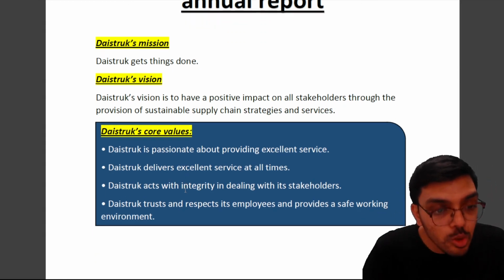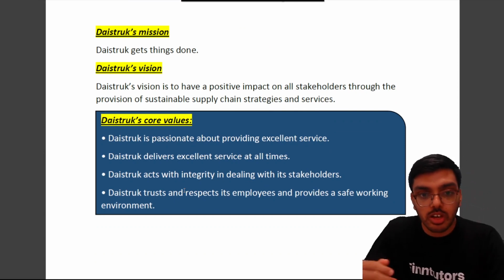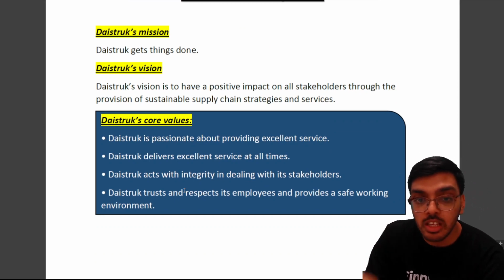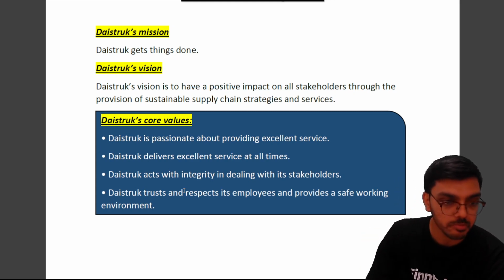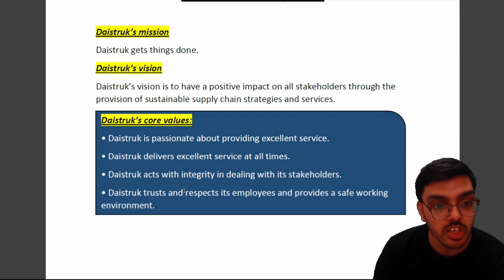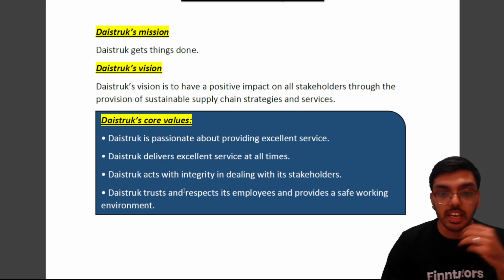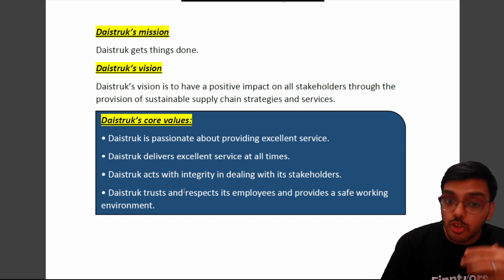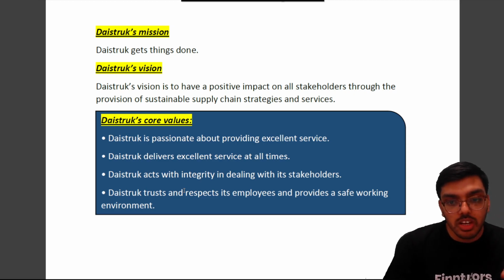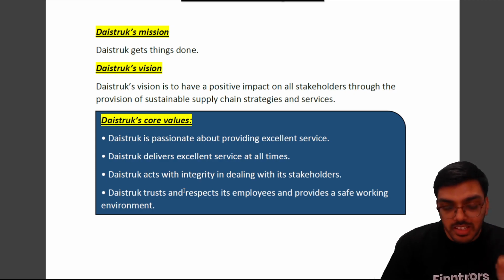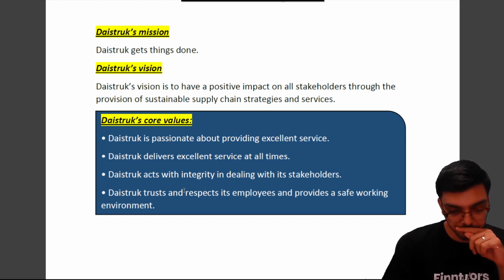Then what are the values of Daistruk? Daistruk is passionate about providing excellent service. So our culture is about good quality service. Daistruk delivers excellent service at all times. It acts with integrity in dealing with its stakeholders. So always honest in dealing with my stakeholders. And we trust and respect the employees and provide a safe working environment.